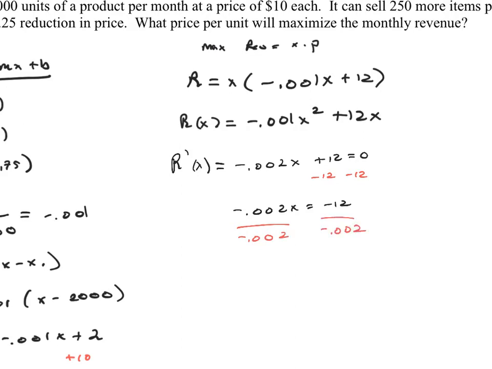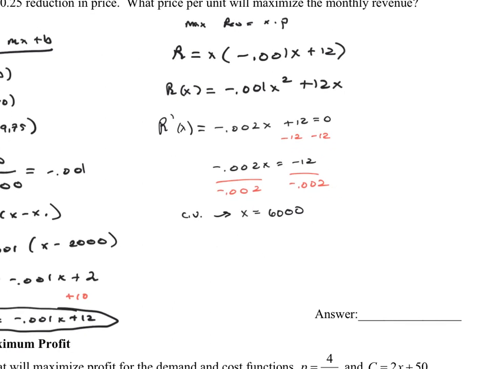When I do that, I'm ending up with x equals, put that into your calculator, I'm getting 6,000. So this is my critical value. Notice the derivative's never equal to 0. It's linear, so it's never equal to 0, and never undefined, so I don't need to worry about where it's undefined. So I just worry about this critical value.